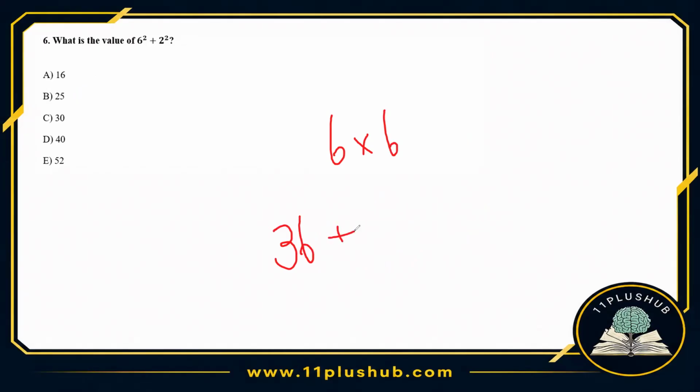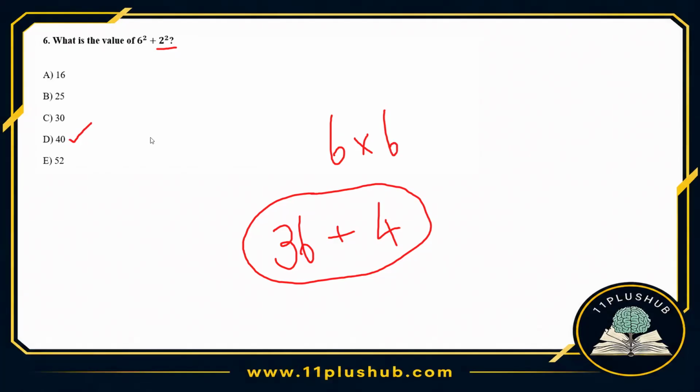And we need to add that to 2 squared, which is 2 multiplied by 2. Okay, so what's 2 times 2? That's 4. So our question can now be read like this. What is 36 plus 4? Which is way more straightforward, isn't it? 36 plus 4 is 40.